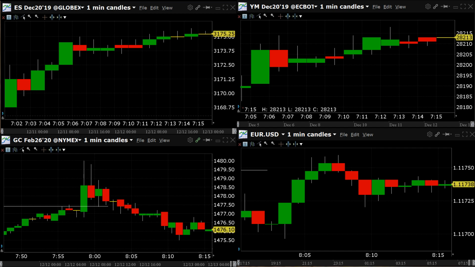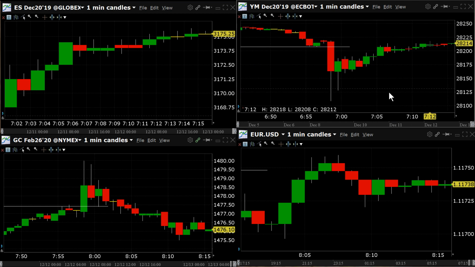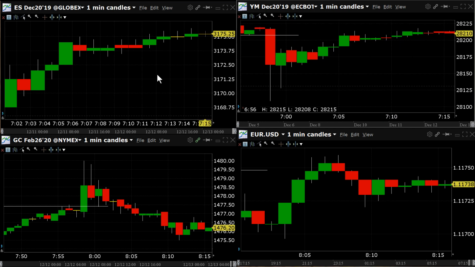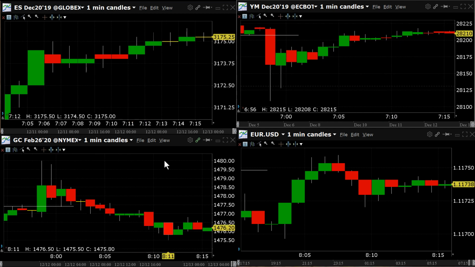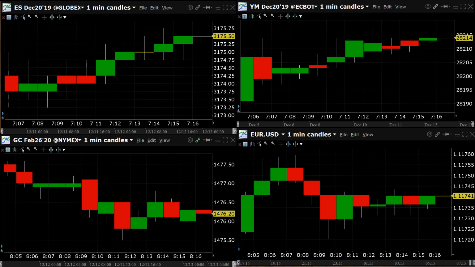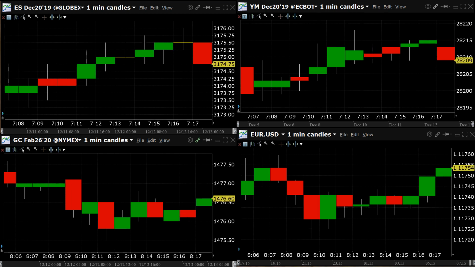All right, we've got another signal coming up. Trying to get direction with this thing. Is it going to continue to go in the same direction, or is it going to reverse? You get feedback the whole entire time. All right, looking for a signal. Long signal ES. Long signal YM. Long signal Euro US dollar. Long signal gold GC.